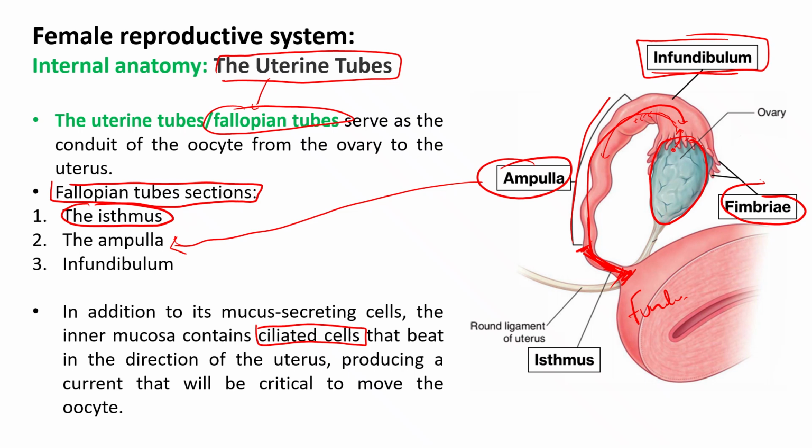If sperm is present, the sperm most of the time will reach the egg at the level of the ampulla. This is where most of the time fertilization takes place, here in the ampulla. And then once the egg gets fertilized, the process of descending will continue, and then implantation will take place here in the endometrium. Okay, if there's no pregnancy, the egg eventually will not implant and will be shed with the rest of the endometrium when the hormonal levels drop.